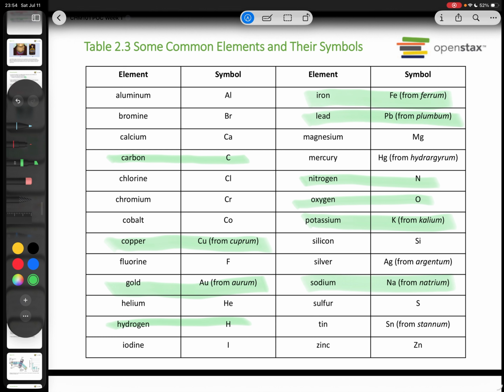Ito pa iba, lead. Kaya siya Pb, plumbum, dun sa reference niya. Or sa origin niya. Tin naman, Sn. Ba't kaya Sn, no? Kasi from stannum, no? Yun yung tawag sa kanya dati, no? So for you students, these historical symbols must be memorized, because they appear frequently sa formulas tsaka sa mga equation, lalo na kayo mga BS Chem majors.